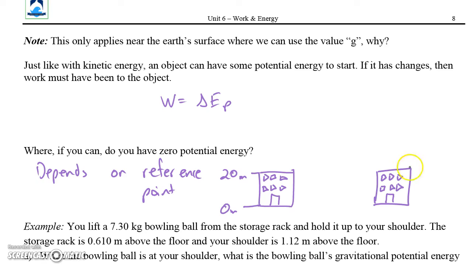But you can equally, and it is completely valid, to say that the top of it would be our reference point and make that 0 meters, which would make the bottom of it negative 20 meters. And so the potential energy in this situation would be 0 at the top.